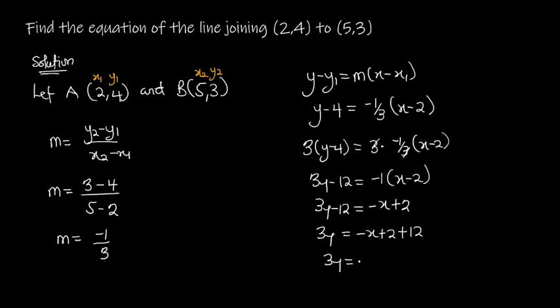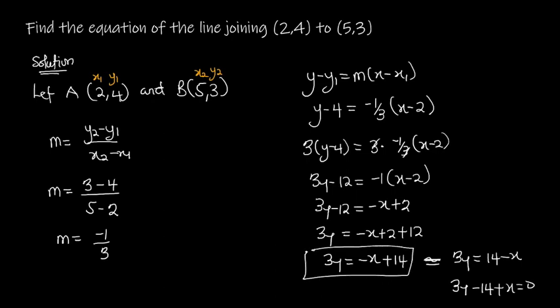So I have 3y is equal to negative x plus 14. And this becomes my equation of a straight line. Now, if you like, you can rearrange this. You can rearrange this and have 3y is equal to 14 minus x, or if you like, you can bring everything to this side, which will become 3y minus 14 plus x is equal to 0. You can rearrange it how you want, but they all mean the same thing, and they are all the equation of the straight line having the 2 points, this and this.